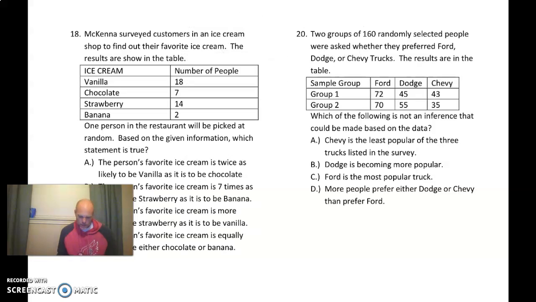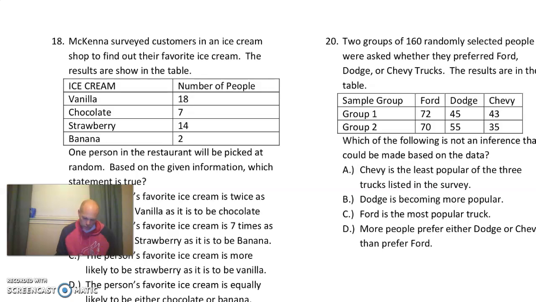So number 18, McKenna surveyed customers in an ice cream shop to find out their favorite ice cream. The results are shown in the table below. 18 people chose vanilla, 7 people chose chocolate, 14 chose strawberries, 2 chose banana. 1 person in the restaurant will be picked at random. Based on the given information, which statement is true? The person's favorite ice cream is twice as likely to be vanilla as it is chocolate.